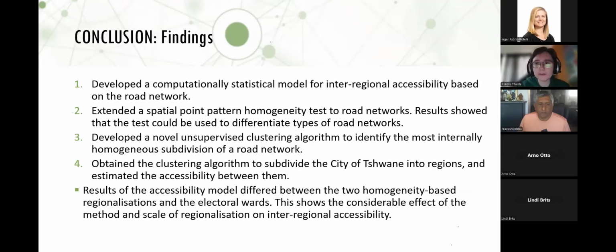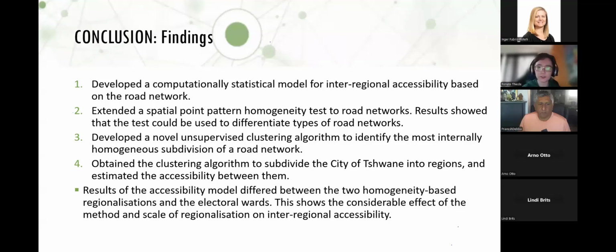So then in conclusion, in this PhD, I developed a new computationally simple statistical model for interregional accessibility. I extended a spatial point pattern homogeneity test to work on road networks quite effectively. Then I used that test to develop an unsupervised clustering algorithm to identify homogeneous subdivisions of a road network. And then finally, I used that clustering algorithm to obtain two different subdivisions of the city of Tshwane municipality, at least the western part, and compared that to the administrative units.